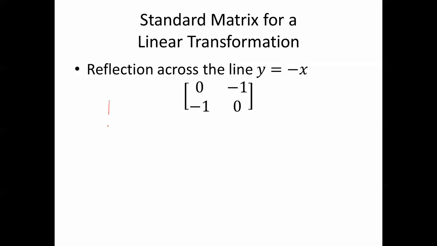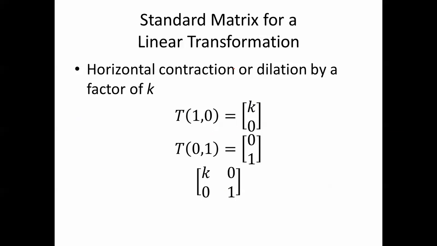Reflection across the line y equals negative x. Again, this is going to work out to be 0, negative 1, negative 1, 0. Horizontal contraction or dilation by a factor of k.